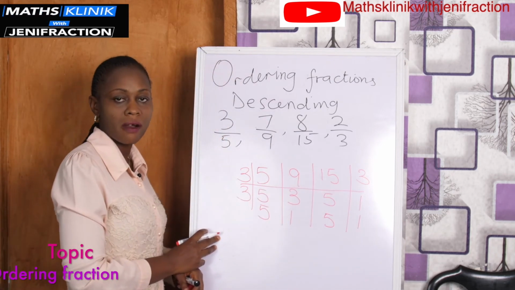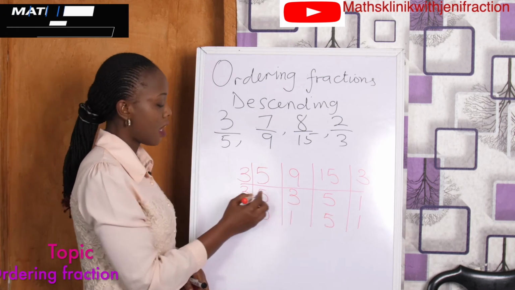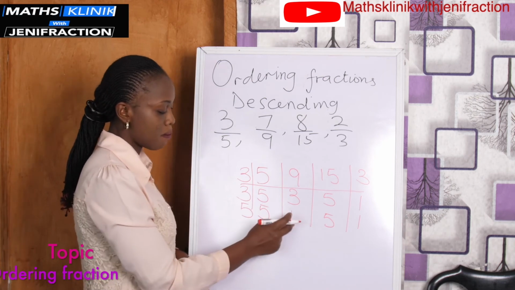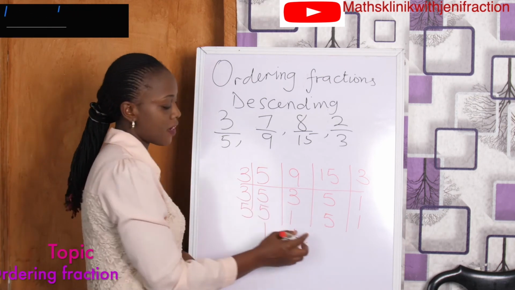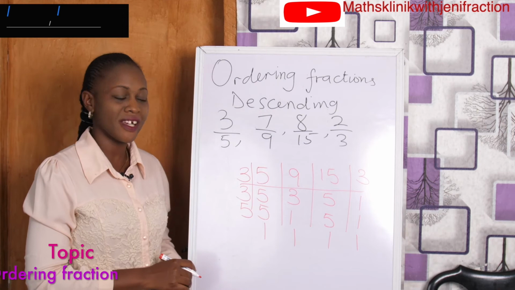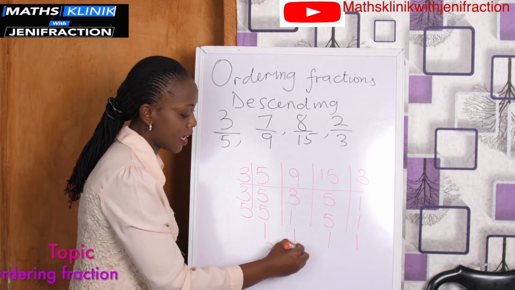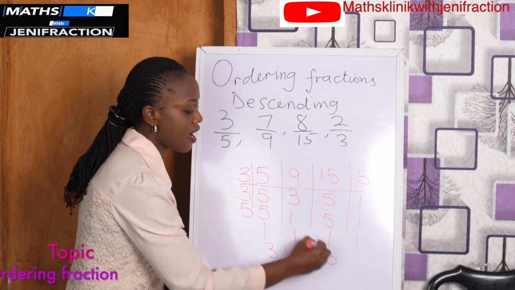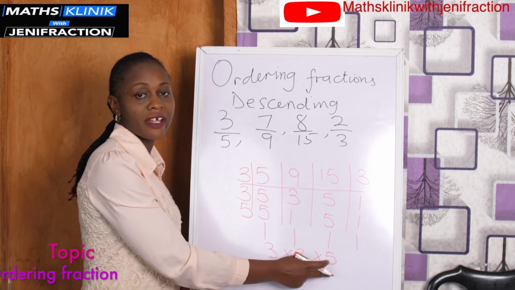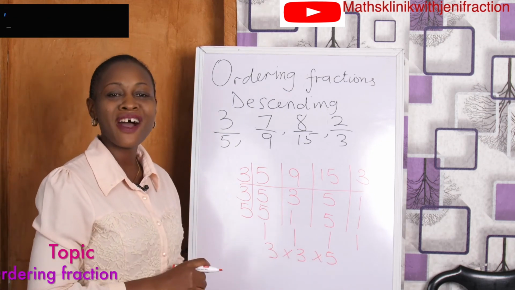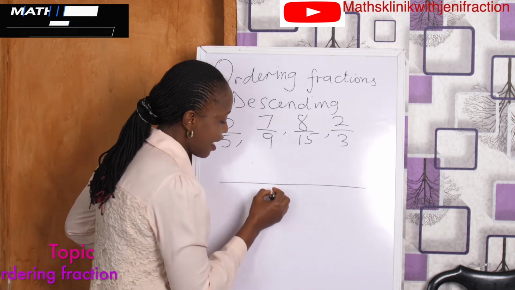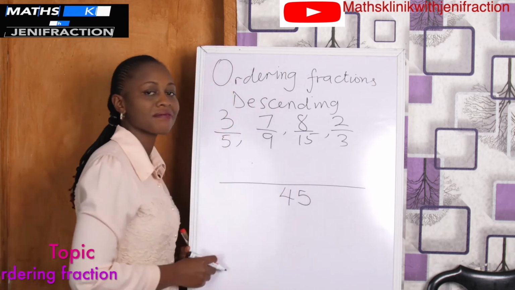So what number do I use now? I have 5 and 5. I'll use my 5. 5 divided by 5, 1. My 1. 5 divided by 5 again, 1. And my 1. So let's find our LCM. We have 3 times 3 times 5. 3 times 3 is 9. 9 times 5 is 45. So our LCM is 45. So I'll rule my line and write my 45.